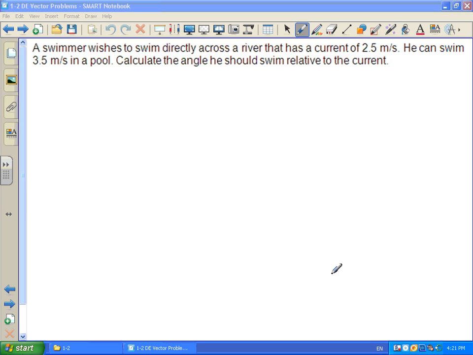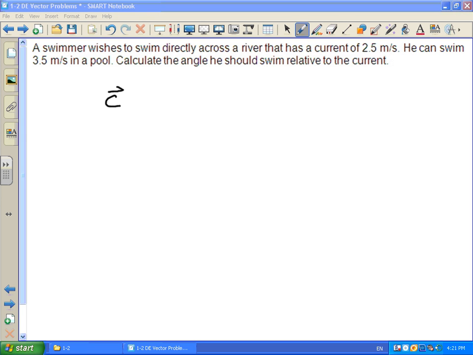So in this question, we're told that a swimmer wishes to swim directly across a river that has a current of 2.5 meters per second. We're also told that he can swim 3.5 meters per second in a pool, so that's in calm water. We want to calculate the angle he should swim relative to the current. So let's first figure out what vectors we're given.